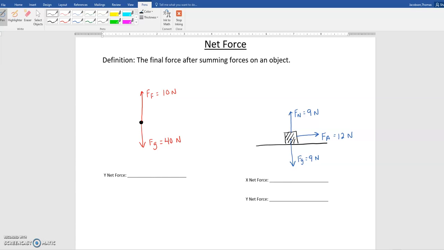Hi class, today we're going to learn how to solve for net force. The net force is the final force acting on an object after you add or subtract forces acting on the object.